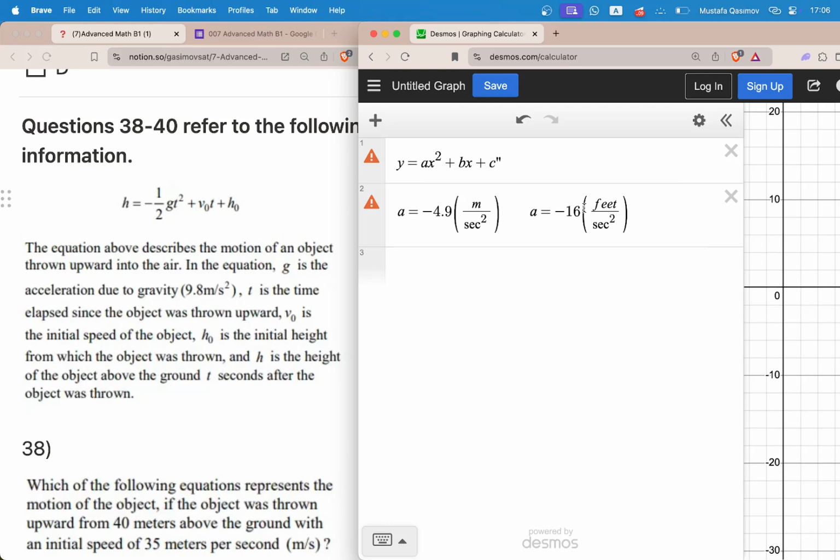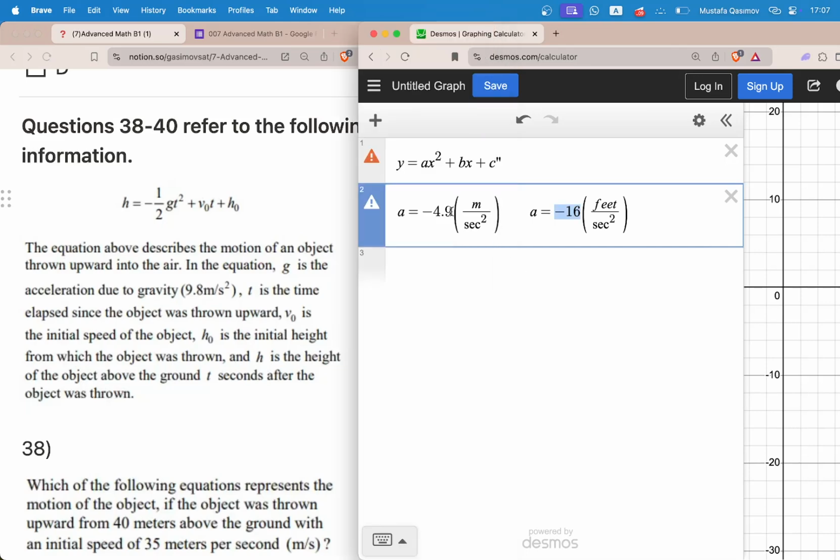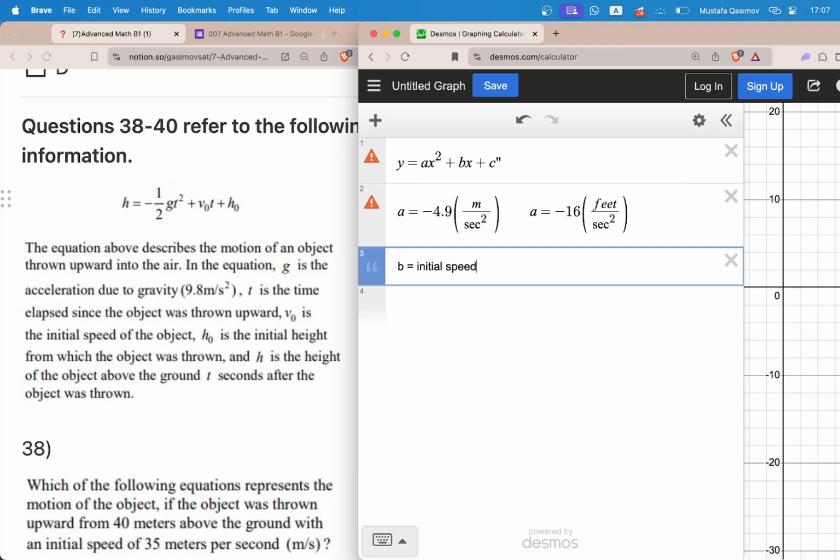Generally, College Board uses negative 16 when you need to do a calculation in the question. Here it says 9.8, so it will be negative 4.9. b is the initial speed, v0. I never see any question related to initial speed in the SAT, so we don't need to know that one. Just think of it as additional information.